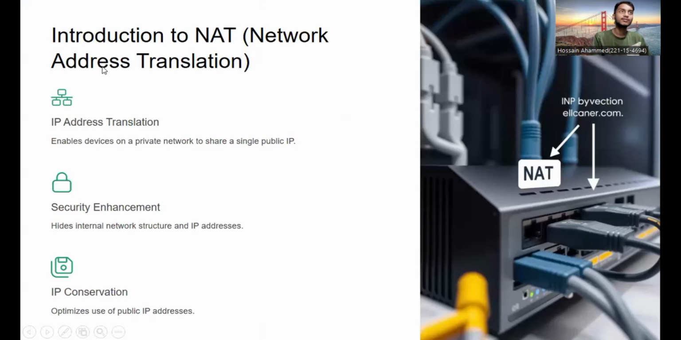Now we see the introduction of NAT. NAT means network address translation. Network address translation basically works by following three main topics: IP address translation, security enhancement, and IP conservation. What is IP address translation? It enables devices on a private network to share a single public IP, and it also mentions the security enhancement that hides the internal network structure and IP addresses.